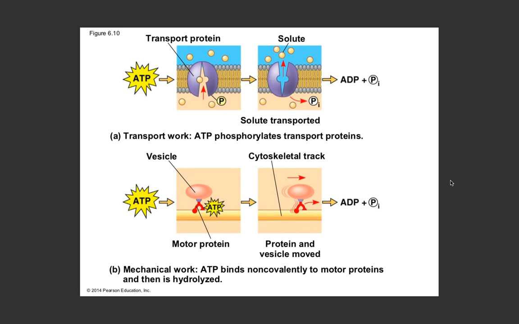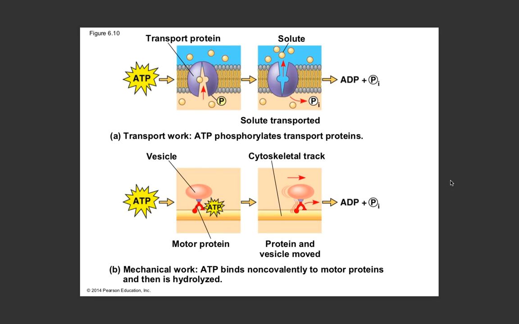Here are some examples with transport work. So we have ATP that's phosphorylating a transport protein. You see ATP donating a phosphate to the little purple protein there, which causes a conformation change. So the protein opens up to the opposite side of the cellular membrane. And of course, because you have released the phosphate there, you have ADP, right? Because you've just removed a phosphate from it.